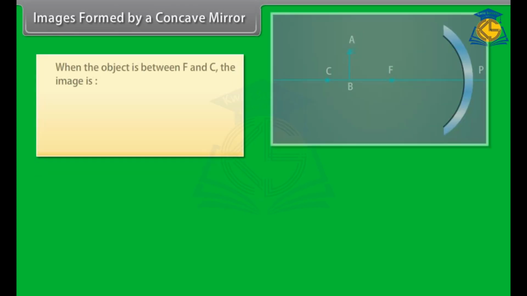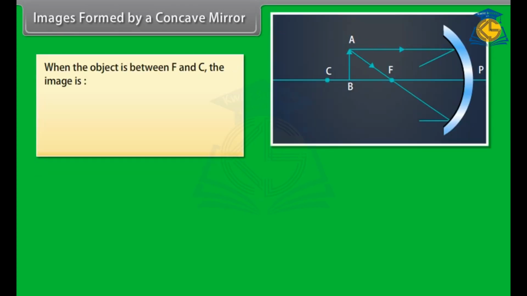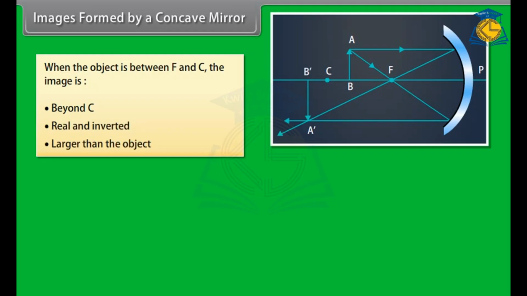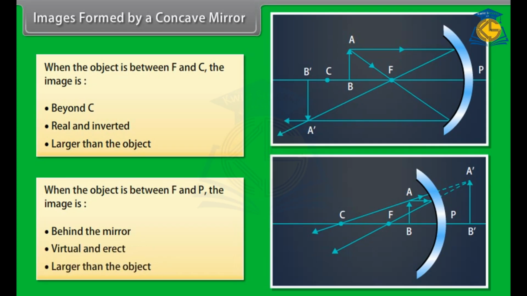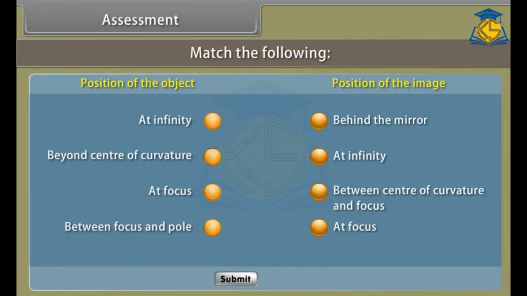Images formed by a concave mirror. When the object is between F and C, the image is beyond C, real and inverted, larger than the object. When the object is between F and P, the image is behind the mirror, virtual and erect, larger than the object. Assessment. Before proceeding further, let us know how much you have learned.